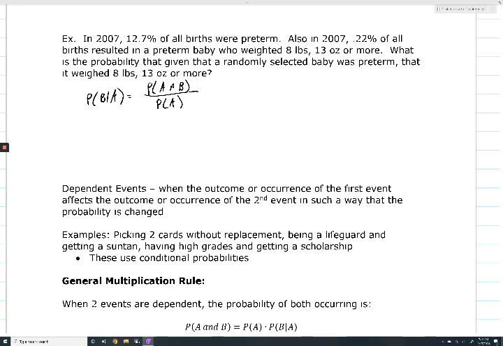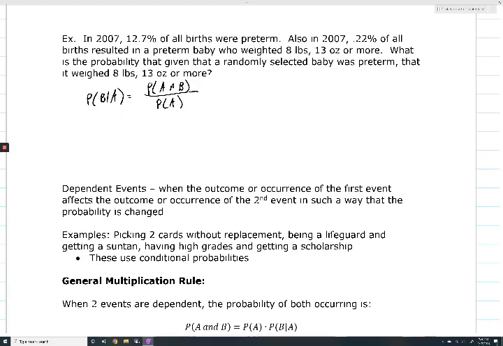So, reading this question, in 2007, 12.7% of all births were preterm. Also in 2007, 0.22% of all births resulted in a preterm baby who weighed 8 pounds 13 ounces or more. Sorry, what is the probability that given that a randomly selected baby was preterm, it weighed more than 8 pounds 13 ounces?